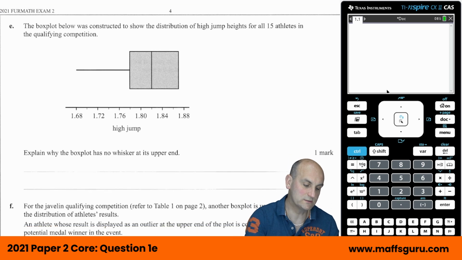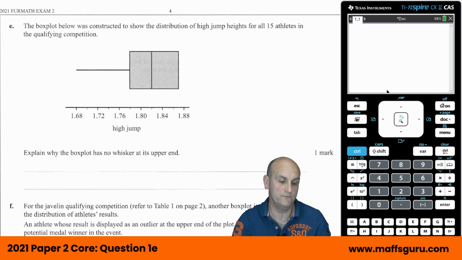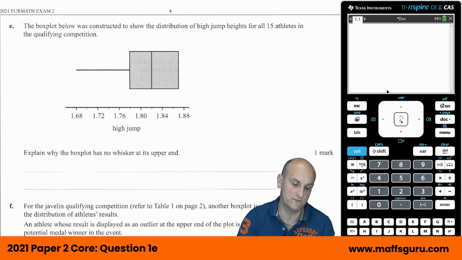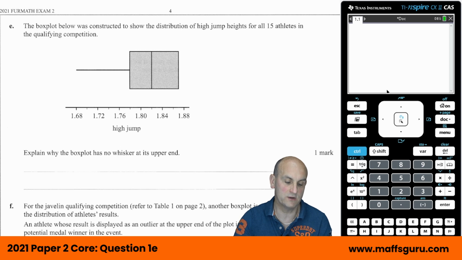The box plot below was constructed using the distribution of high jump heights for all 15 athletes in the qualifying competition of the high jump. Explain why the box plot has no whisker.